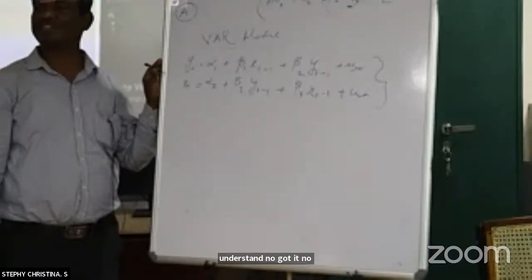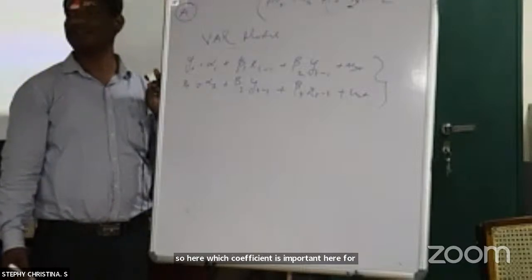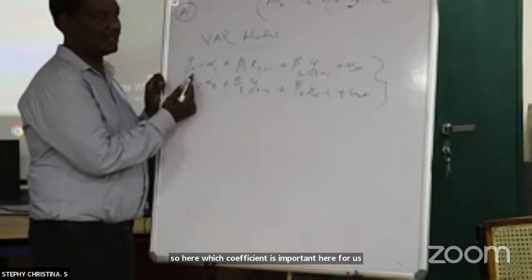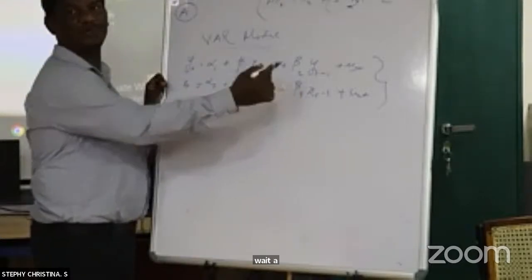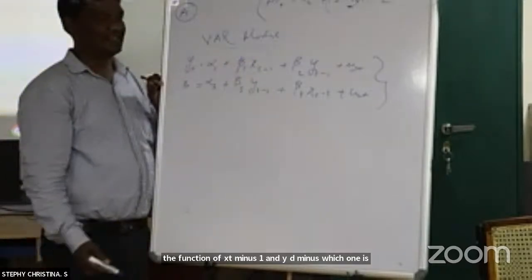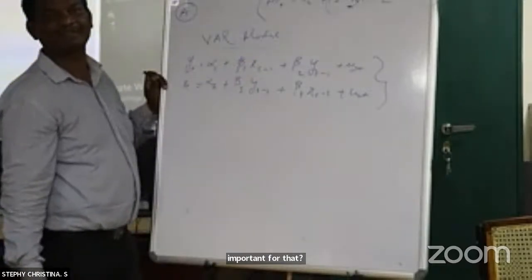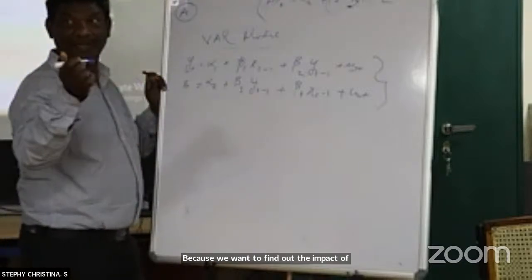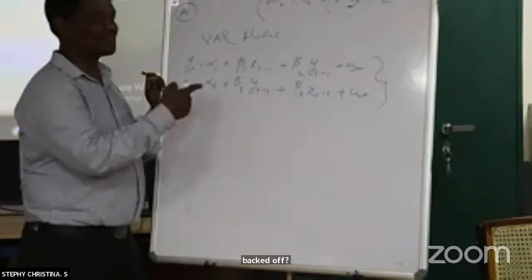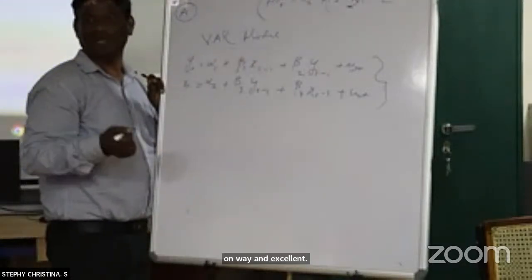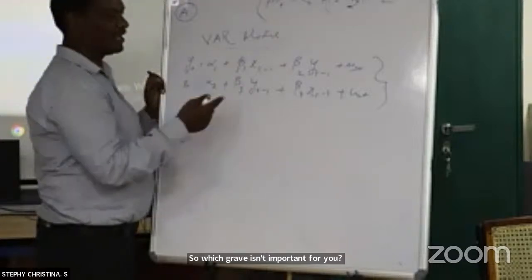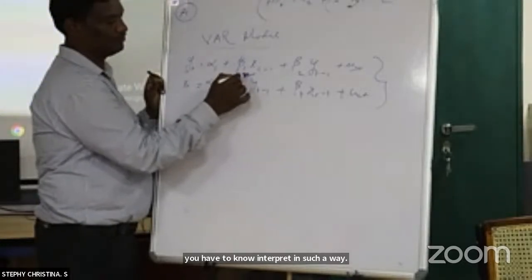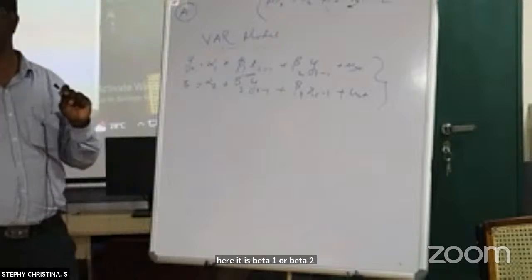So here, which coefficient is important for us? Yt, the function of xt minus 1 and yt minus 1. Which one is important for us, xt minus 1 or yt minus 1? Because we want to find out the impact of x on y. So which coefficient is important for you? You have to interpret in such a way. Here it is beta 1 or beta 2? Beta 1. Remember, beta 1.